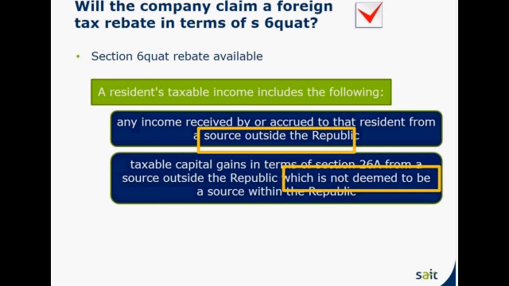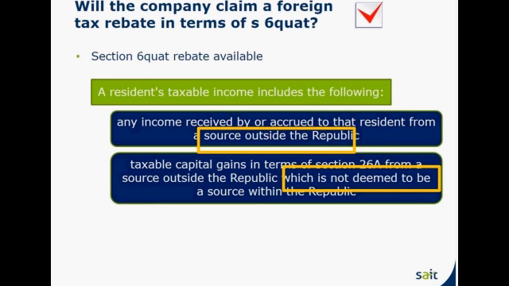And the block also indicates that the main factor that could entitle you to a Section 6 quat rebate would be an English foreign source. So, I think I briefly saw from the course a question about where you find the source rules. Now, the rules before the years of assessment before the 1st of January 2012 are usually quite complicated.